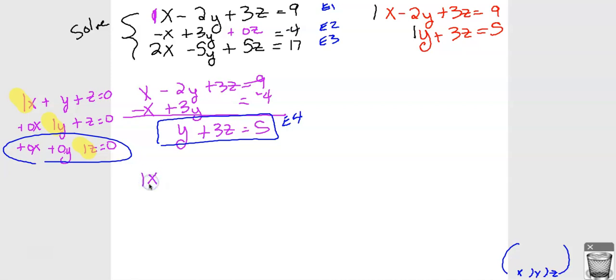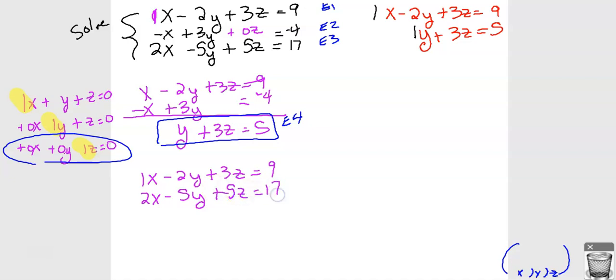So 1x minus 2y plus 3z equals 9. I'm going to take equation 3. So 2x minus 5y plus 5z equals 7. Now, I'm going to get rid of the x's. That's what I'm trying to do, is get rid of the x's. So I'm going to multiply this whole thing by -2. So this becomes negative 2x plus 4y minus 6z equals negative 18.